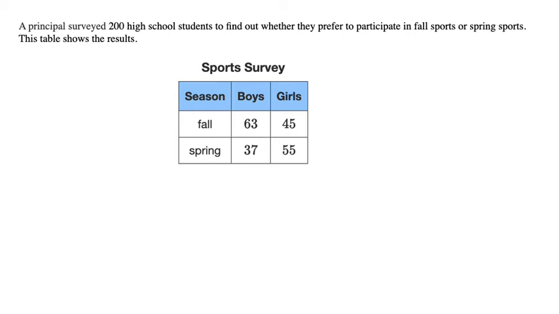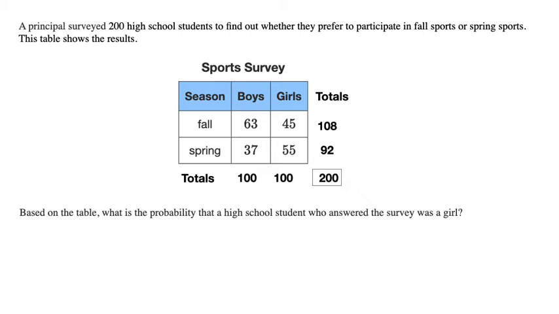What we're going to need is some totals. And so reading across, the total of the students who responded regarding fall sports being their favorite was 108, and spring sports was 92. So there's that total of 200 students who responded to this survey. How many boys were there that responded? 100, and there were 100 girls.